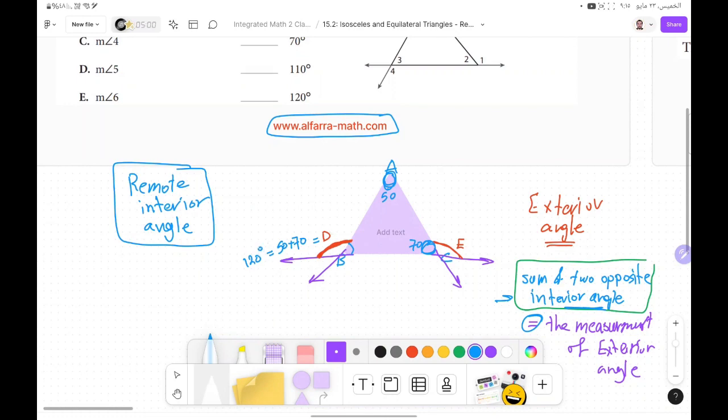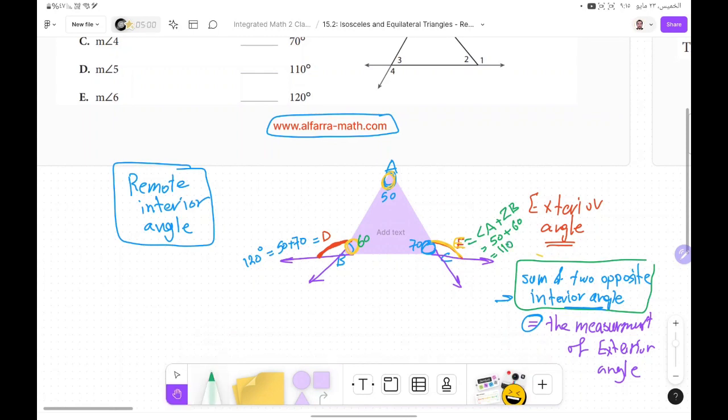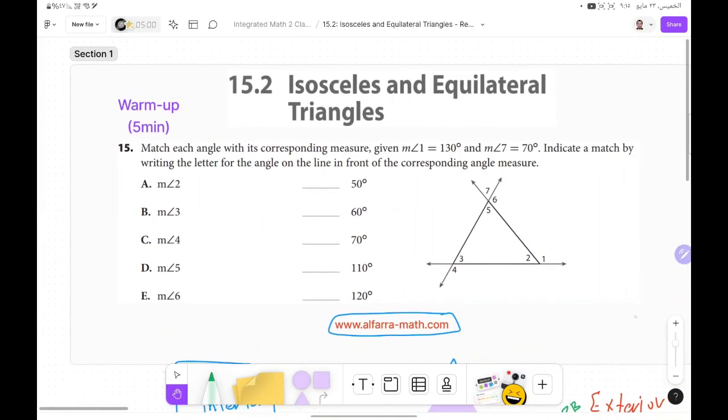So this is the remote interior angle. Now if I ask you about angle E, which two angles are opposite to angle E? Angle A is opposite and angle B also is opposite to angle E. So to find angle E, it's angle A plus angle B. Angle A is 50, and angle B is just an example, so let's say it's 60. Now angle E should be 50 plus 60, which is 110. I hope you understand this. Now you can use what I told you to try to solve this from the abacus.